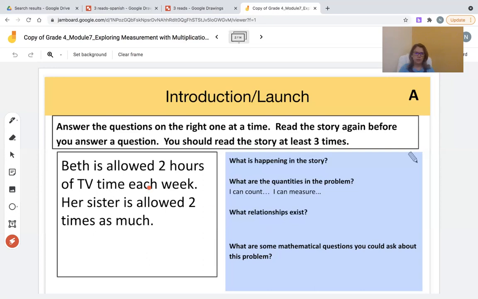Read 3. Beth is allowed 2 hours of TV each week. Her sister is allowed 2 times as much. What are some mathematical questions you could ask about this problem? Students and scholars, write a question that you can add to this problem or ask using the information in this problem. You may use the pen tool or the text box and answer in this blue section. Press pause and press play when you are ready to continue.